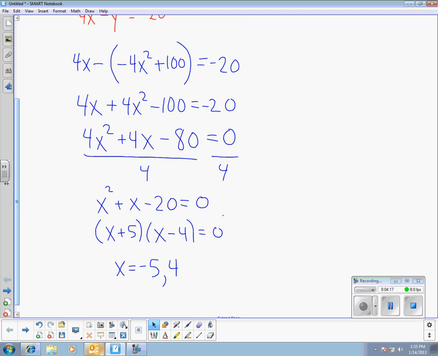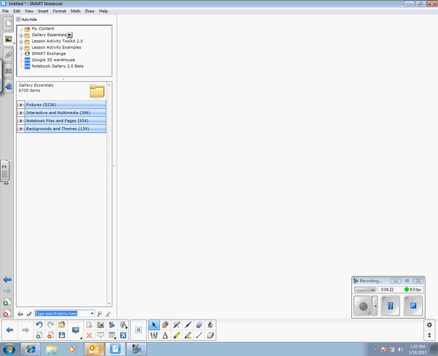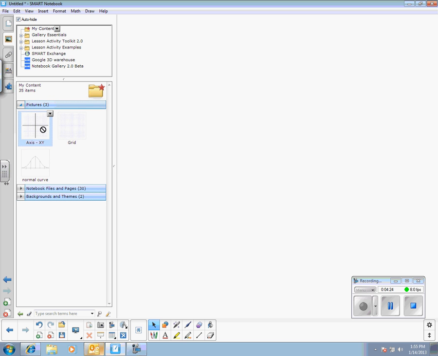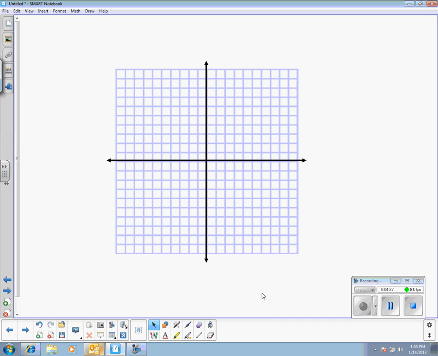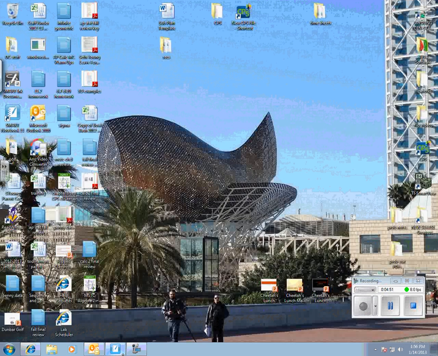So if I kind of skip ahead a little bit to my graph these on the next page. Negative 5 and 4 are the x values. So far I've determined that somewhere along this line and or somewhere along this line, I'm going to see solutions. This is x is negative 5. This is x equals 4. So now my goal is to figure out the y coordinates that go along with those x's, to find the height of the intersections.